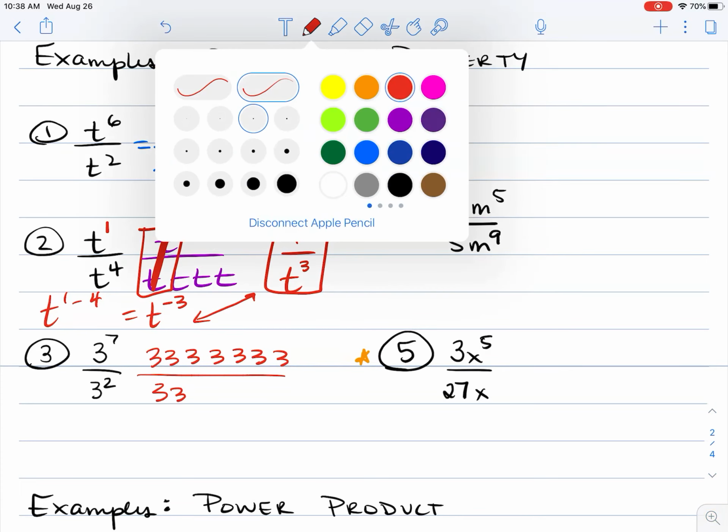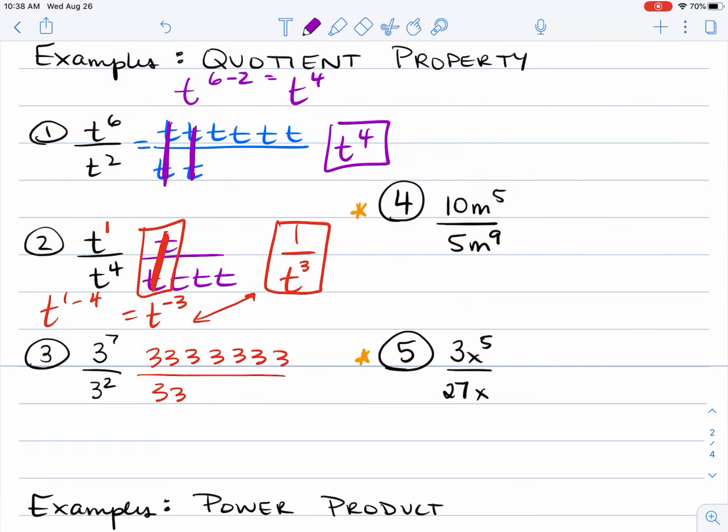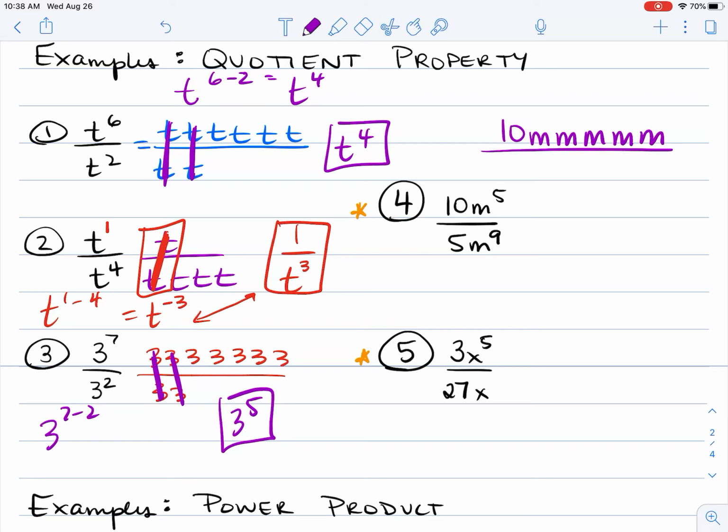So you're still trying to think about how many 3's. So here's a partner of 1, here's a partner of 1. So there are 5 3's. Okay, and again, you could have gotten that by thinking 3 to the 7 minus 2 if you want to use the property. On 4 and 5, expanding these, you would have 10 with 5 m's on it over 5 with 9 m's.